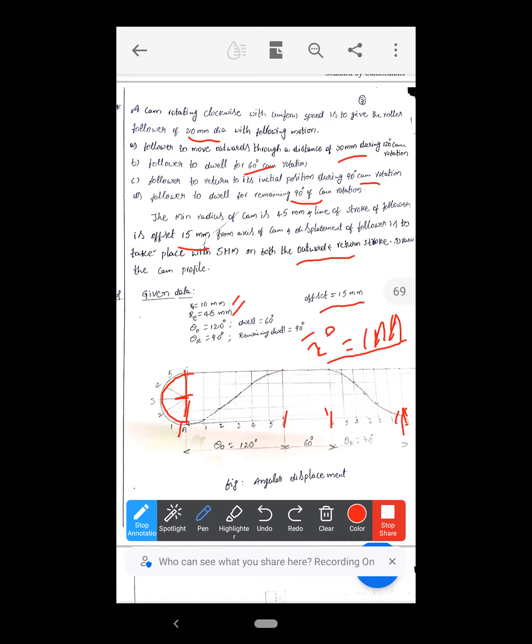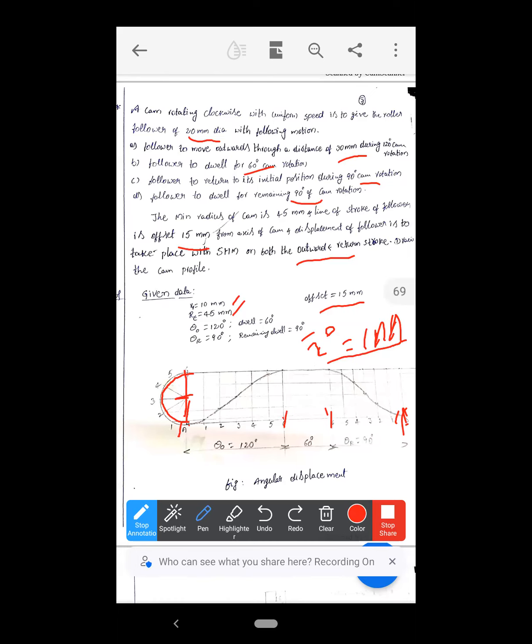Now draw the vertical lines at the division points. Construct a rectangular box with the help of the horizontal portion and the vertical portion. Draw the vertical lines at the division points of both the outstroke period and the return stroke period. Then draw the horizontal projections from the semicircle division points.